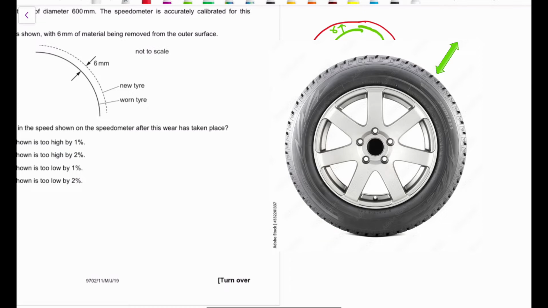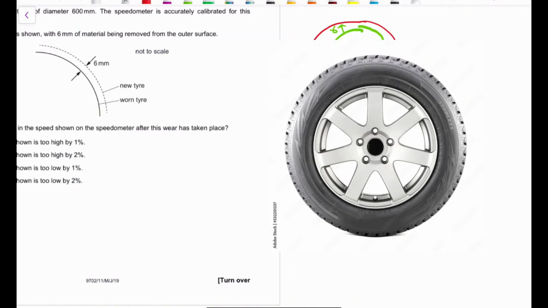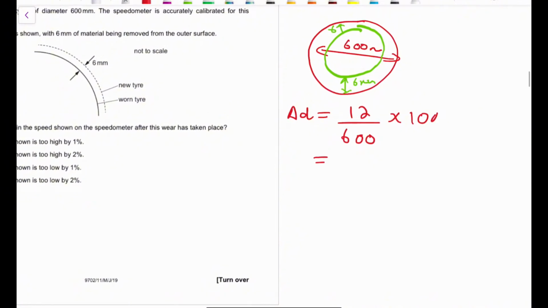So the error, the delta error in the value of D is going to be 12, okay? 6 plus 6 divided by 600. Why? Because the diameter is 600. And if you have removed 6 millimeters on one side, you're also going to remove 6 millimeters on the other side. So you're going to remove 12 in total, multiplied by 100. And this is going to give you an answer of 2%.